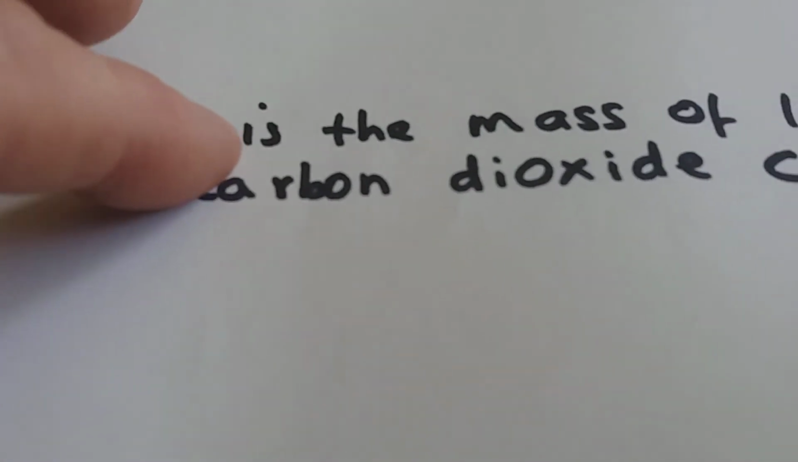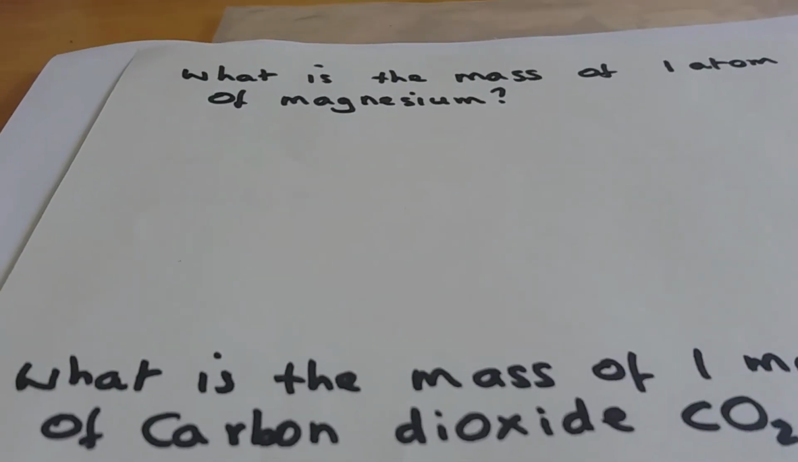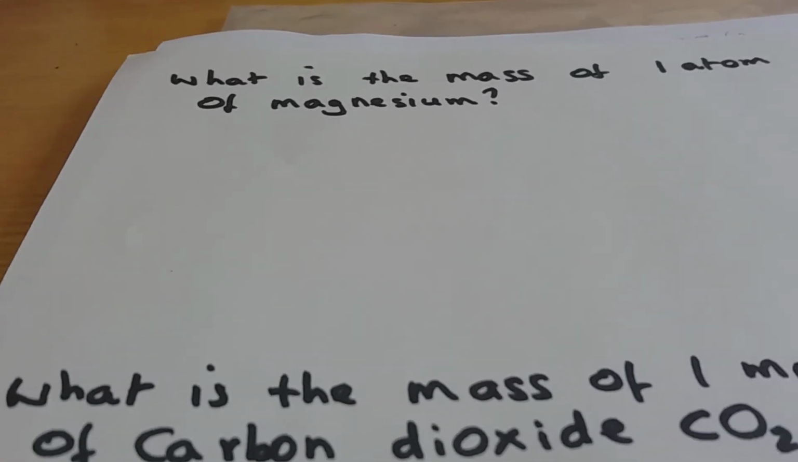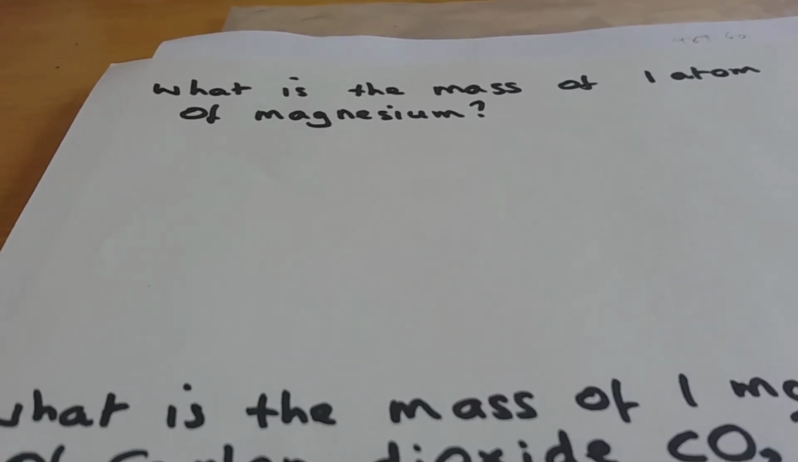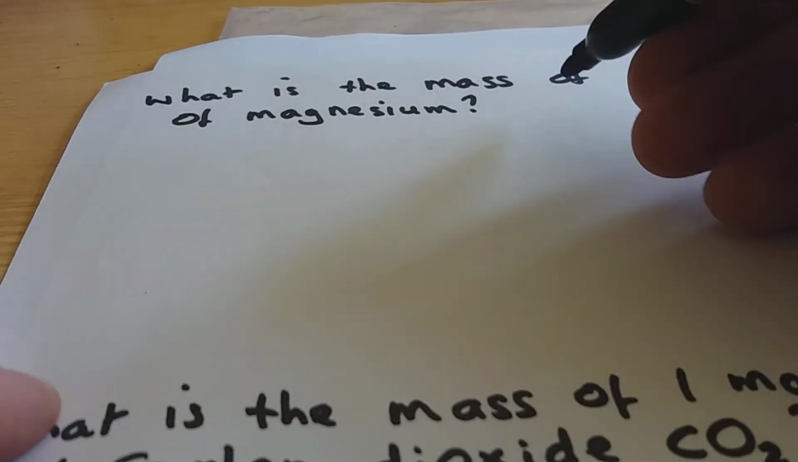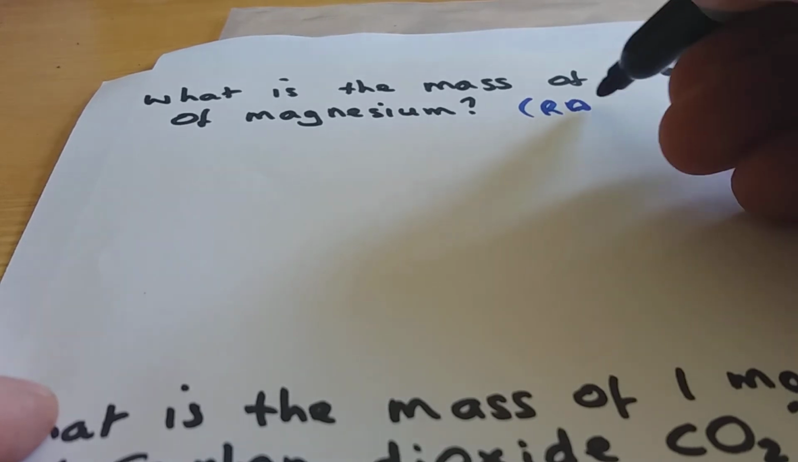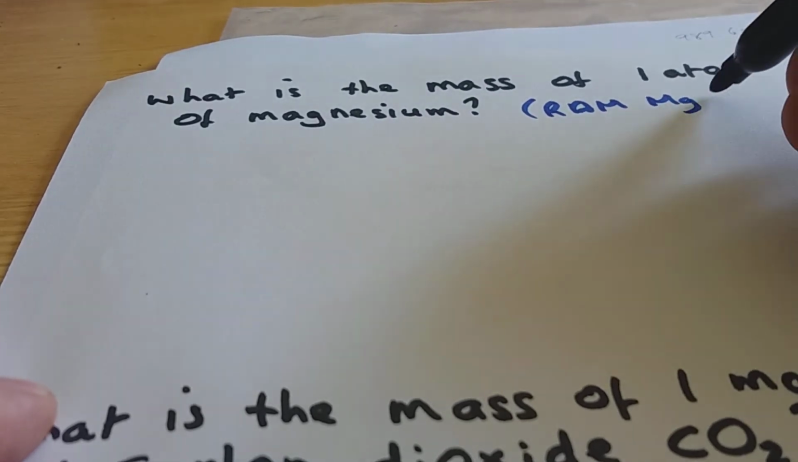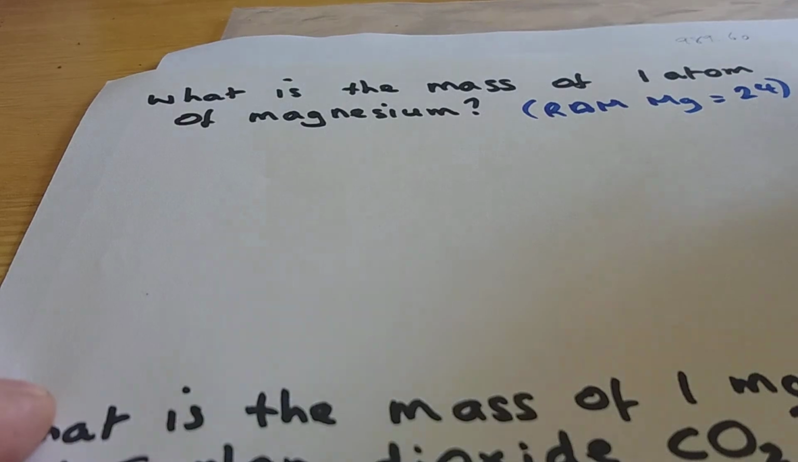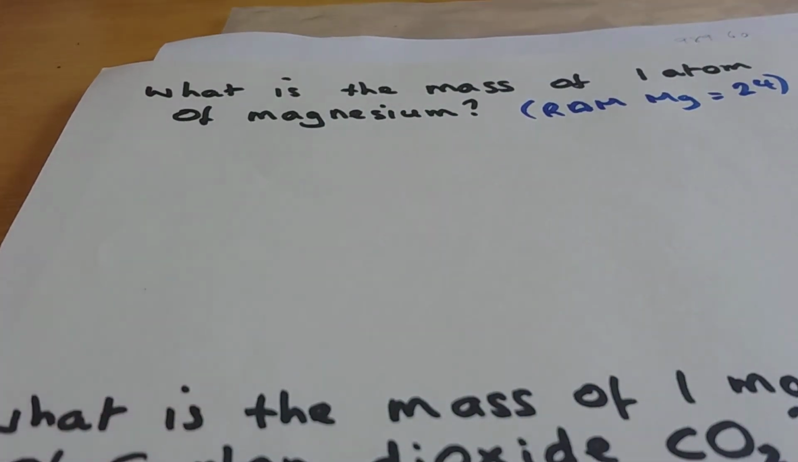Right. Now, the next bit is where they often start playing with indices. So in this, it's working out the mass of 1 atom of magnesium. Now, from the periodic table, the relative atomic mass of magnesium equals 24. So we know that 6.02 times 10 to the 23 atoms have a mass of 24.